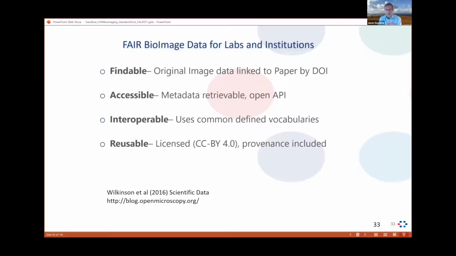They have to be found. You've got to be able to find them. So remember that DOI I showed you. Once you find them, they have to be accessible in some way, so that there's an open API that connects them and makes the data available.